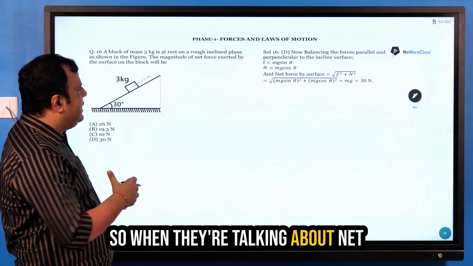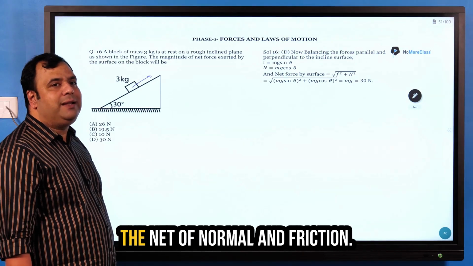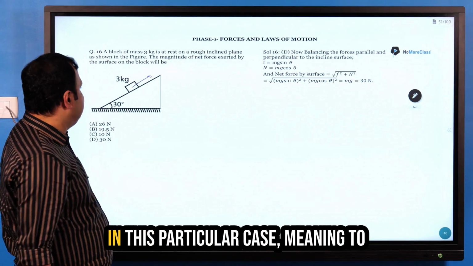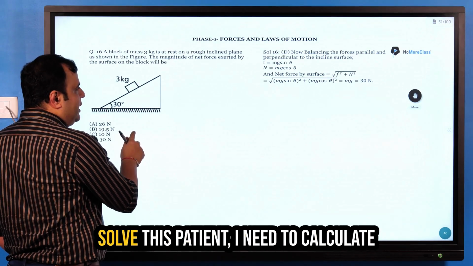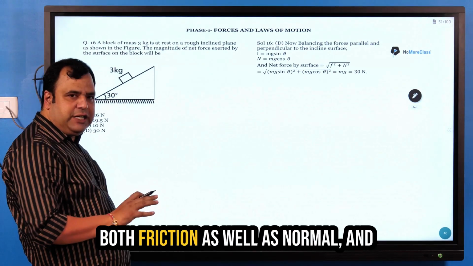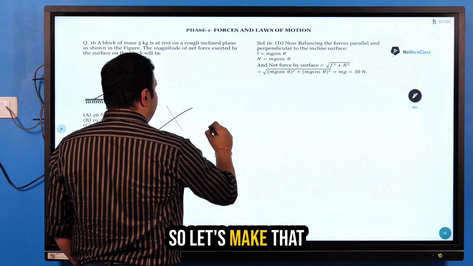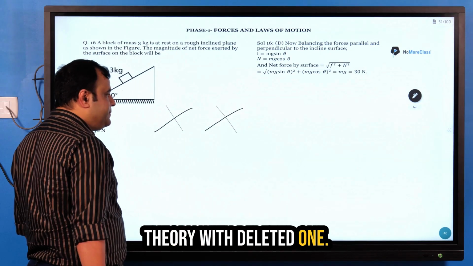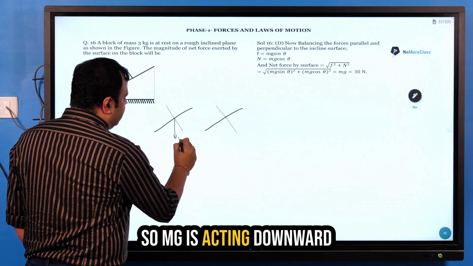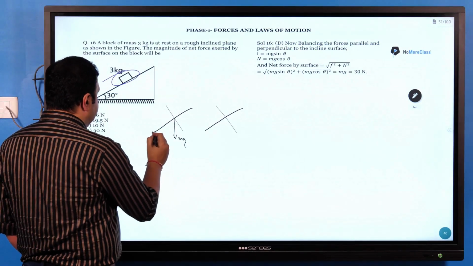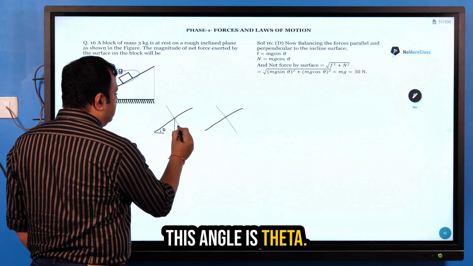So when they're talking about net force exerted, they're talking about the net of normal and friction in this particular case. Meaning to solve this, I need to calculate both friction as well as normal, and then we will be taking the net of those. So let's make the free body diagram. With it tilted, mg is acting downward on this system. This angle is theta.